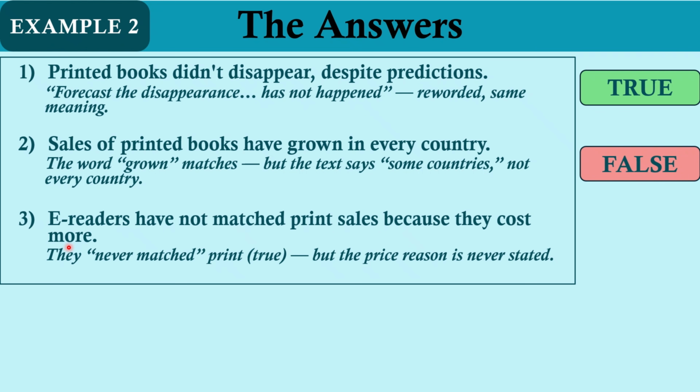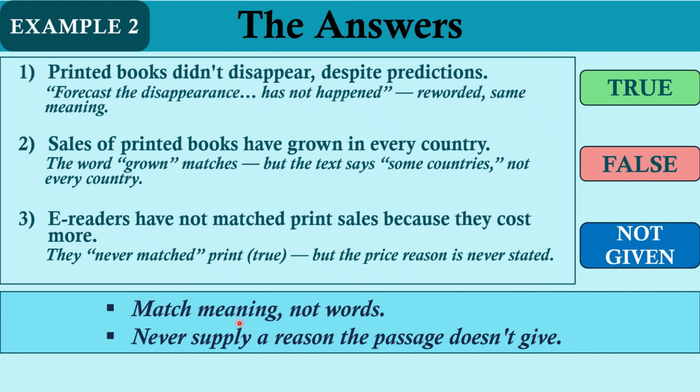Statement 3. E-readers have not matched print sales because they are more expensive. The first half of this sentence is completely accurate. They never matched print in total sales. But the reason given? Because they are more expensive is completely missing from the passage. Because the text never supplies that cause, the answer is not given. Always match meaning, not words, and never assume a reason the text doesn't clearly state.